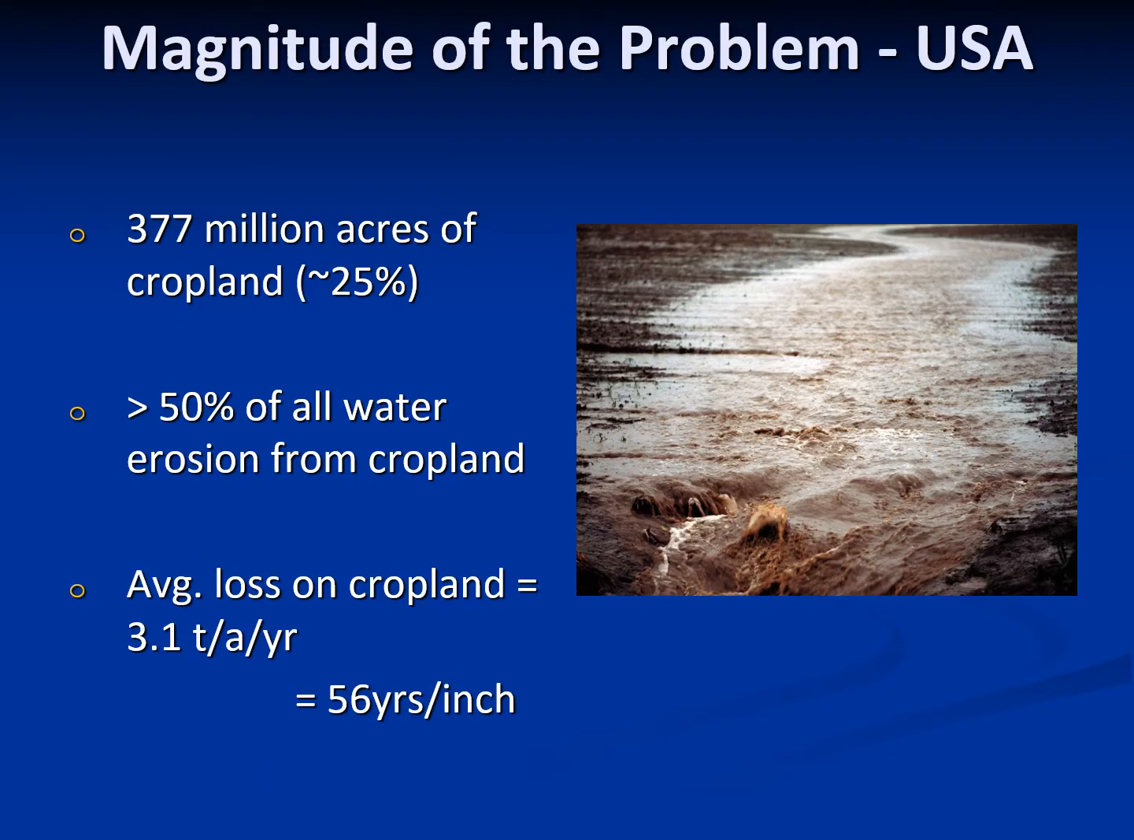So when we talk about the magnitude of the erosion problem in the United States, we have about 377 million acres of cropland. That's about 25% of the United States. More than 50% of all water erosion is from cropland, unfortunately. And the average loss on cropland is about 3.1 tons per acre per year. That's about 56 years of production that we're losing per inch lost.